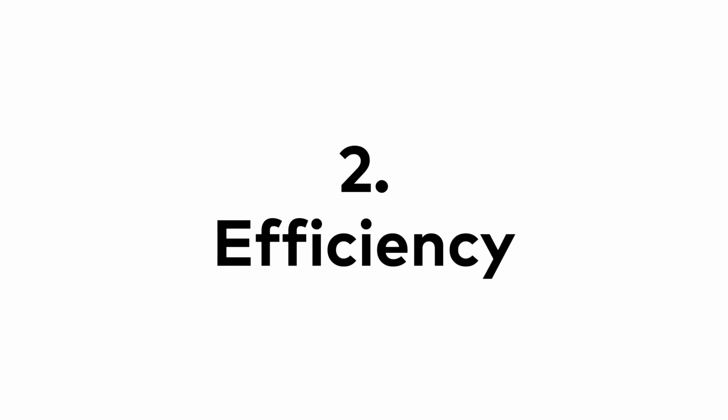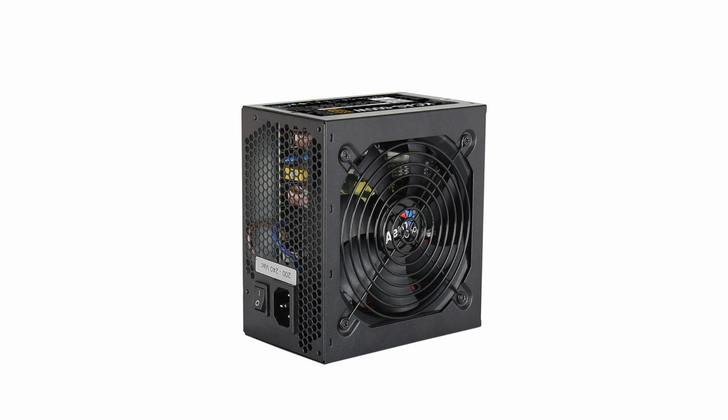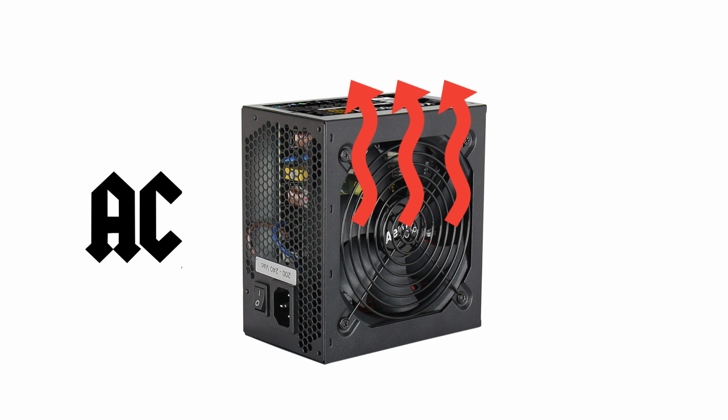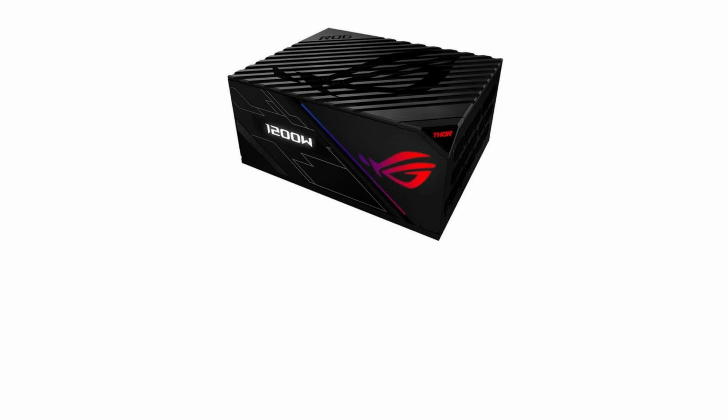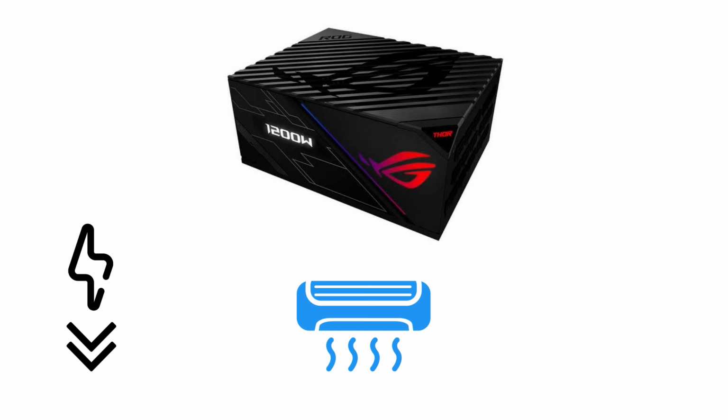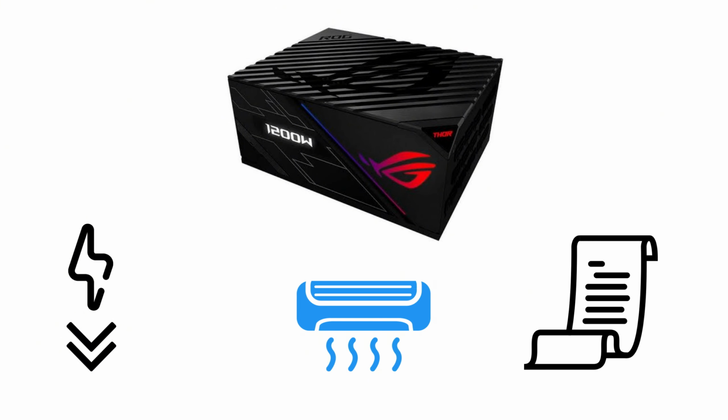2. Efficiency. Power supplies waste some energy as heat during the AC to DC conversion process. To measure how efficient a PSU is, the industry uses the 80+ certification system. A more efficient PSU wastes less power, runs cooler, and lowers your electricity bill.